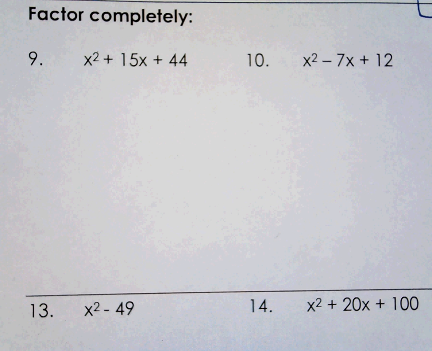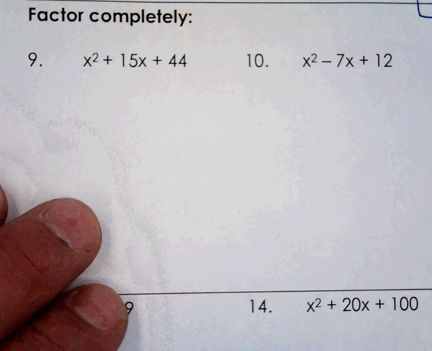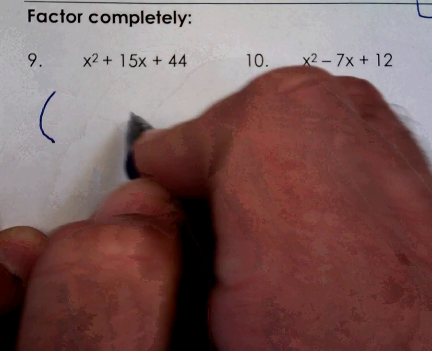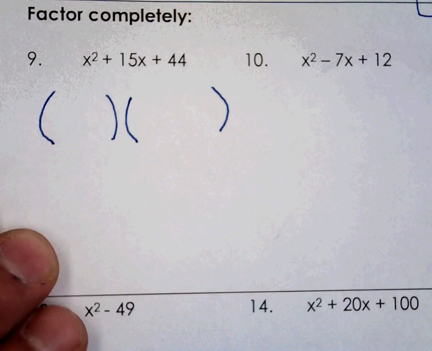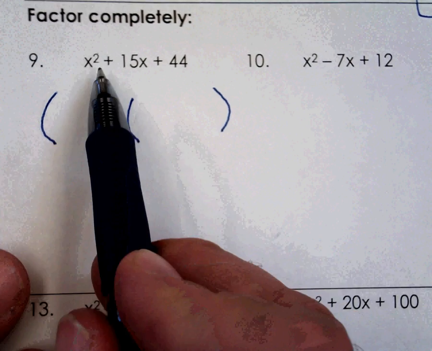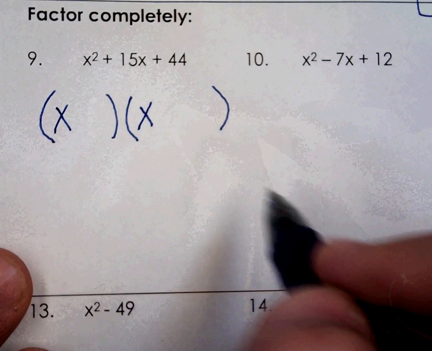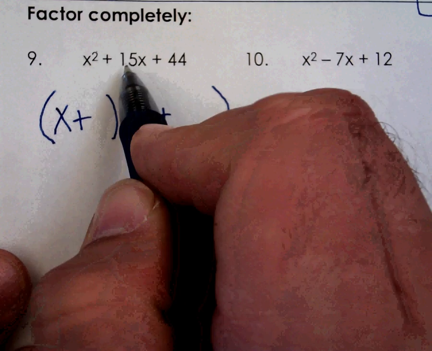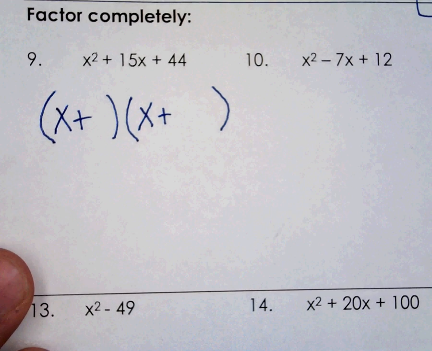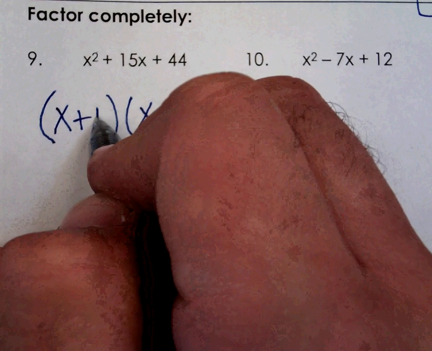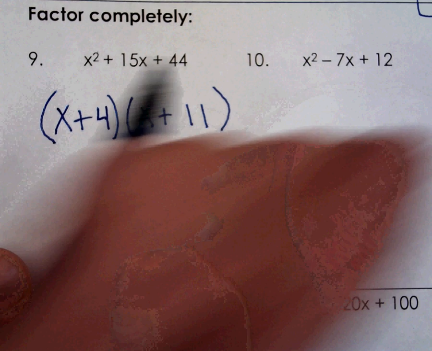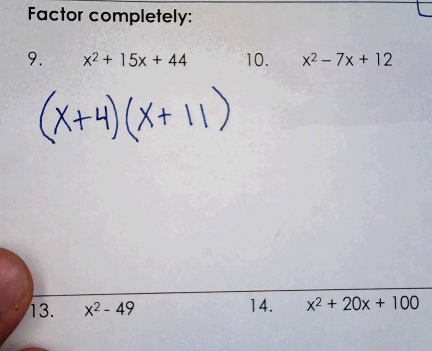All right, let's wrap up this review with problems 9 through 18. We are factoring. We're looking for two sets of parentheses that produce the trinomial that you see here. I know that x times x is x squared. I know that it's going to be a plus plus here and a plus plus there. I need two numbers that multiply to make 44 and add up to 15. 4 and 11 will do the trick.